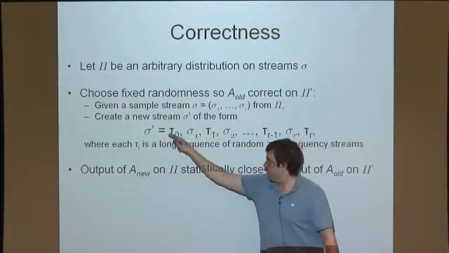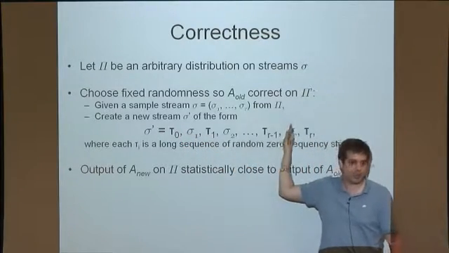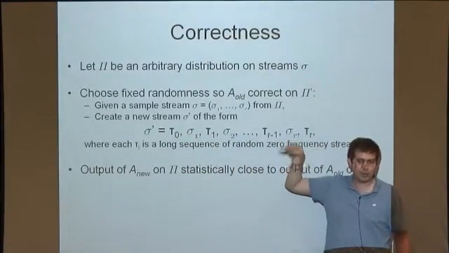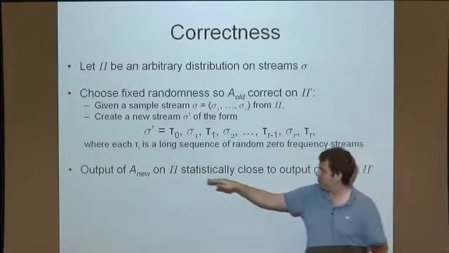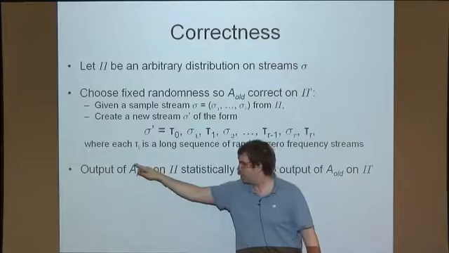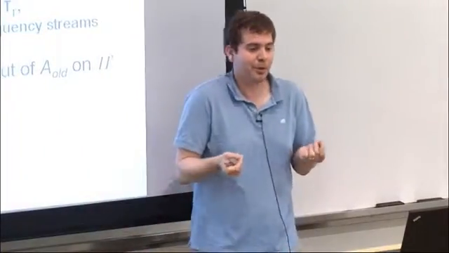So you execute the old automaton on sigma prime. You reach some terminal equivalence class. And that distribution on terminal equivalence classes that you reach is very close to the distribution that you would get on states of A nu if you were to execute pi, a stream drawn from pi.